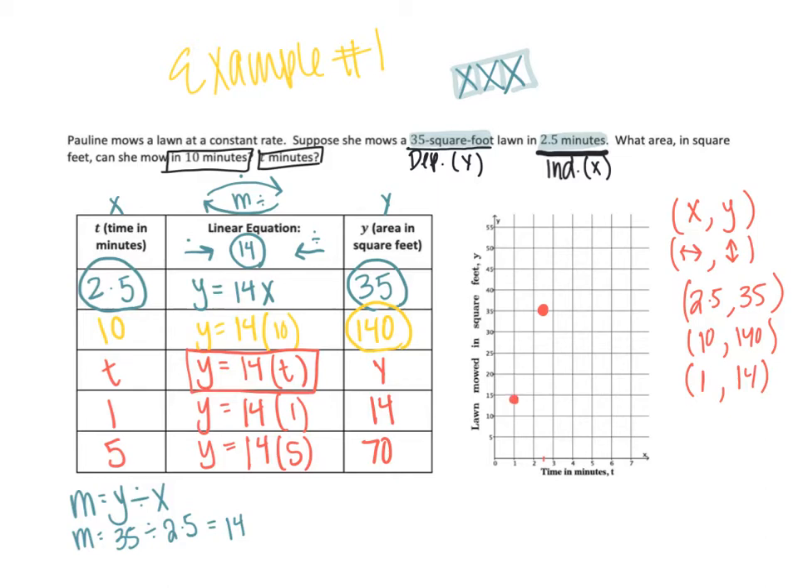And then I have 5 and 70. I'm going to go over 5, up 70. There's no 70 here. But I have two values, so I can go ahead and make my line. I'm just going to get something like a straight edge so that I can draw it. It's going to go like that. And that is my graph.